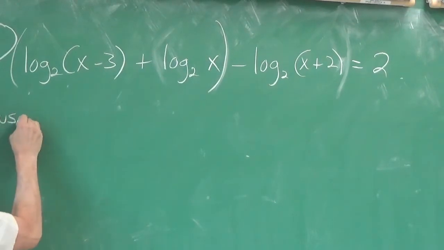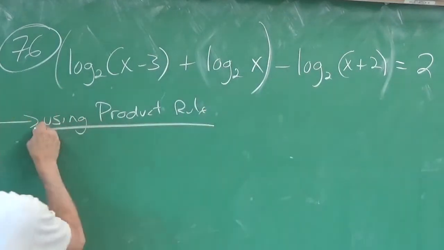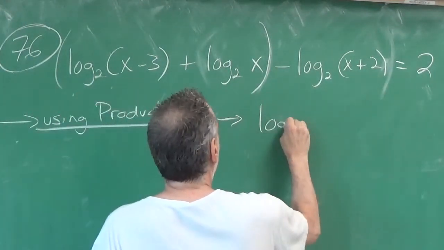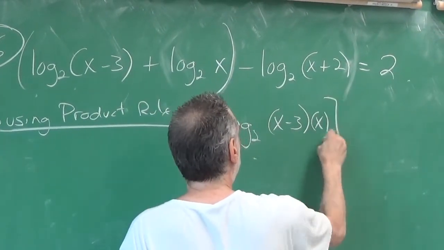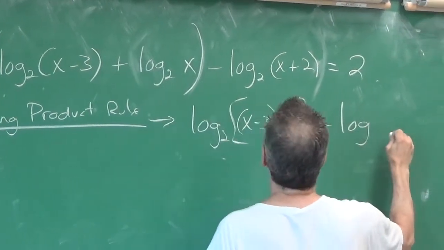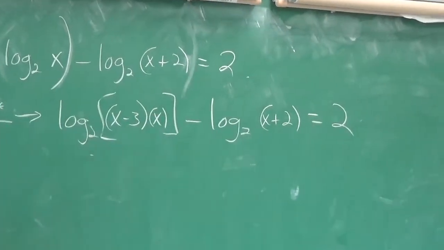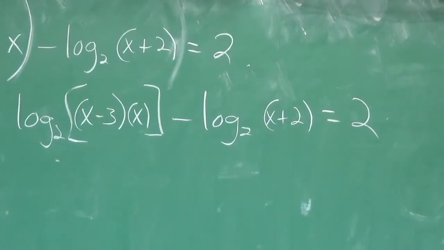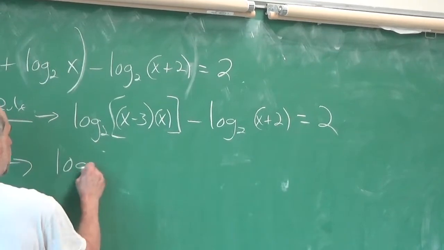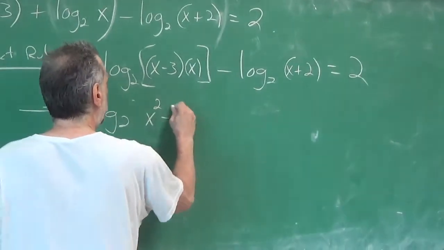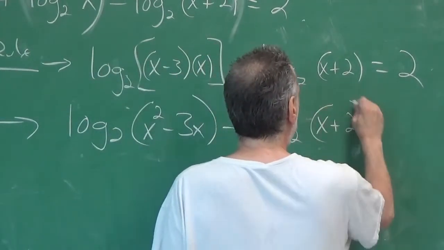So using the product rule from our previous section, we're going to get logarithm base 2 of x minus 3 times x, minus logarithm base 2 of x plus 2. We just combined the first 2 terms using the product rule to get the logarithm base 2 of that product. So let's multiply that out and see what we get: x squared minus 3x, minus logarithm base 2 of x plus 2.